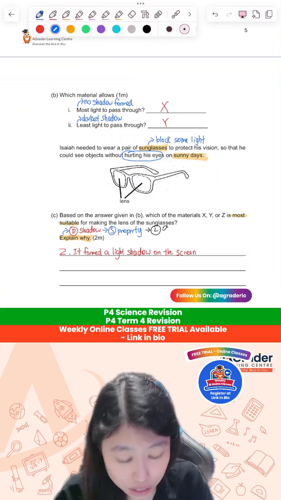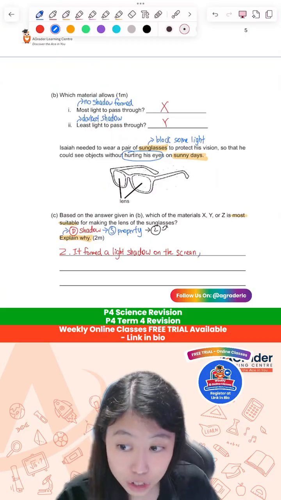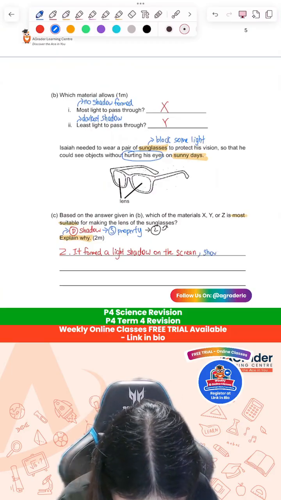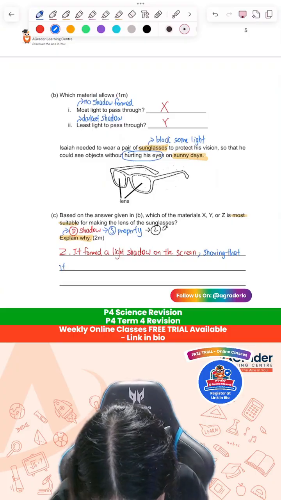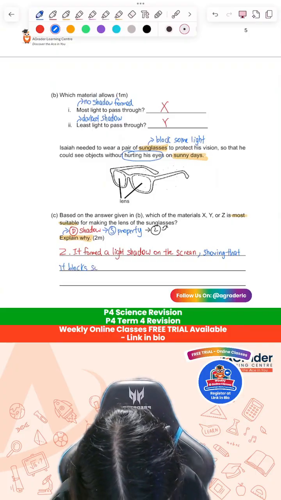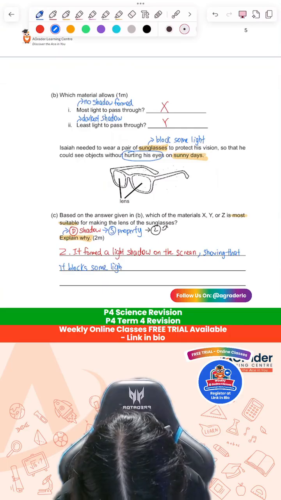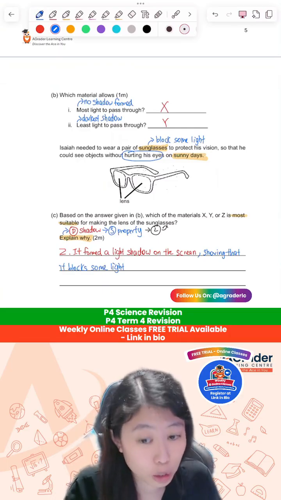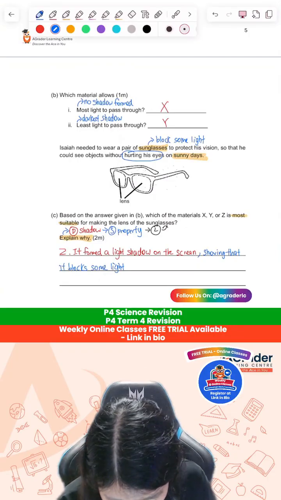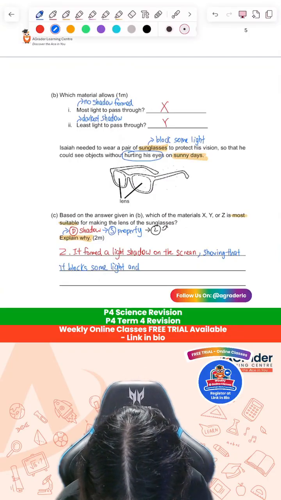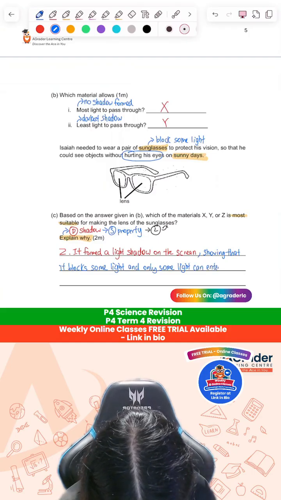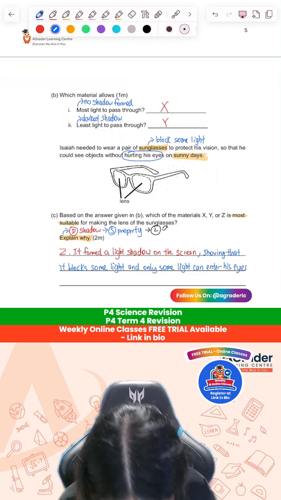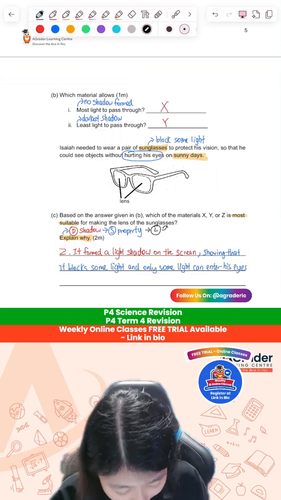All right, so what happens? Comma. What does it show? Showing that it blocks some light. You can say that it only allows sunlight to pass through, also can. And only some light can enter his eyes, allowing him to see. That's my link ready.